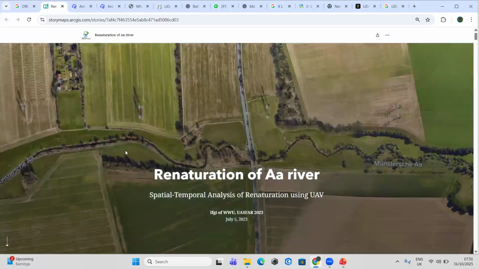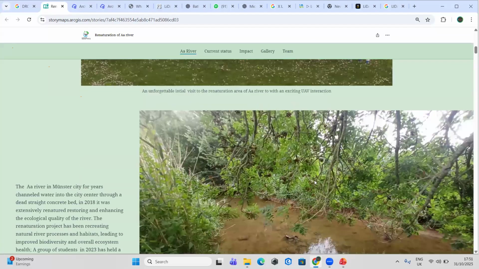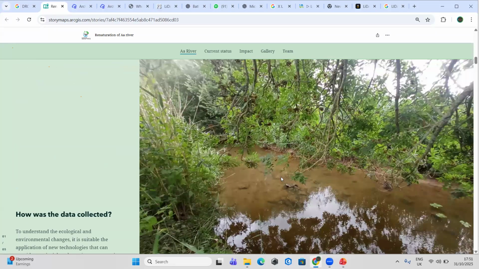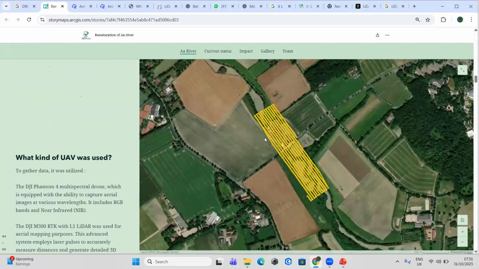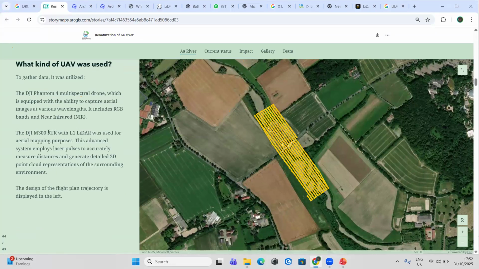So what we did was, this is a river, a very small river. We took an area of that river. This is our field area, our study area. We made a flight plan along it. So this was all possible with the help of a drone.